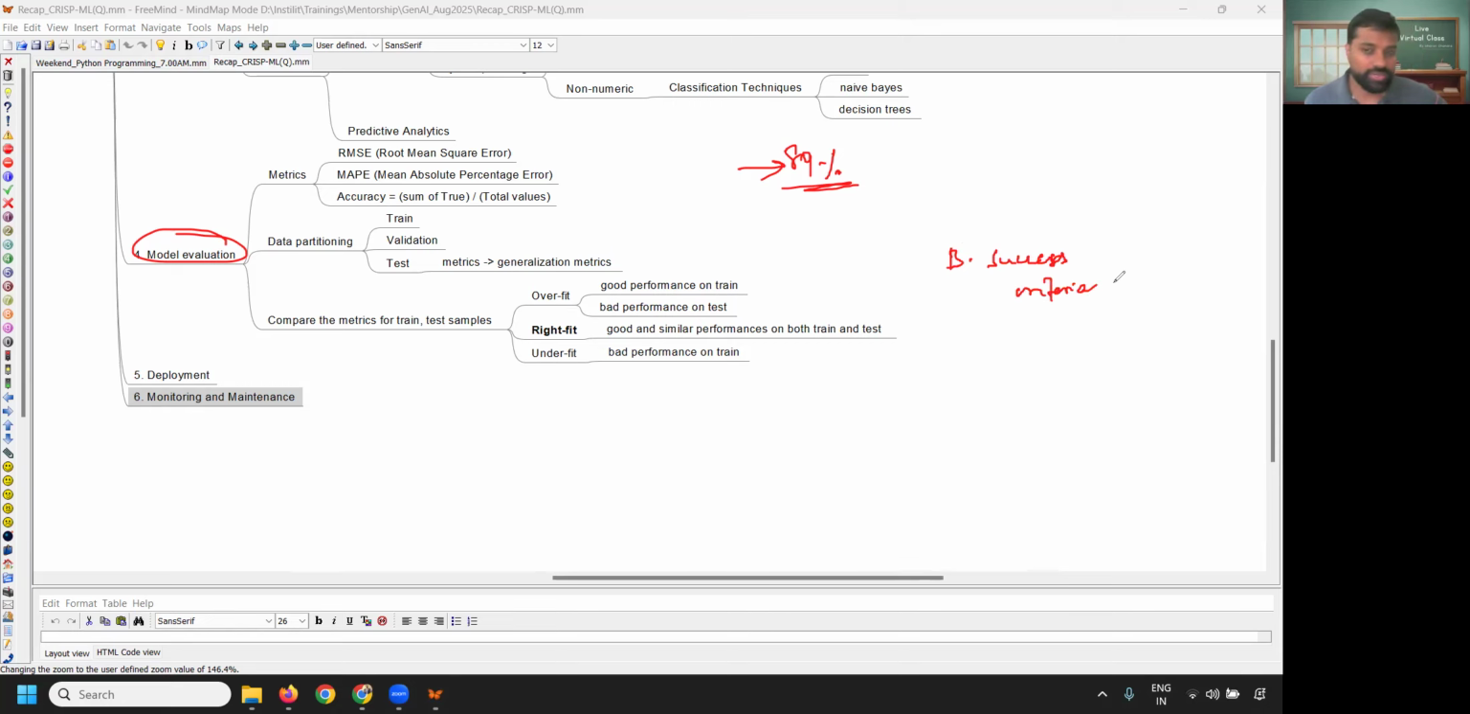So let's say I'm the university, and I'm coming to you and saying, hey, my students are not passing. I want to improve that pass percentage. That is my problem. So what you do is build a machine learning model which helps you predict whether the student is passing or failing.